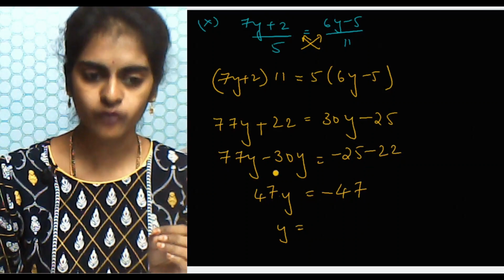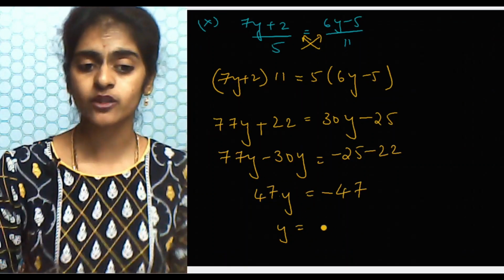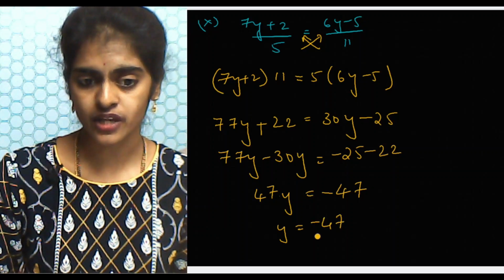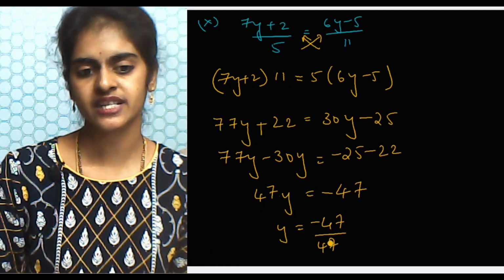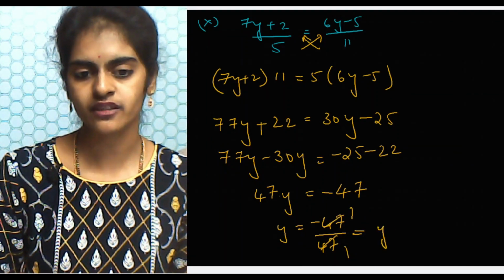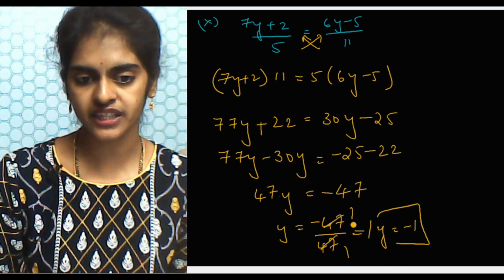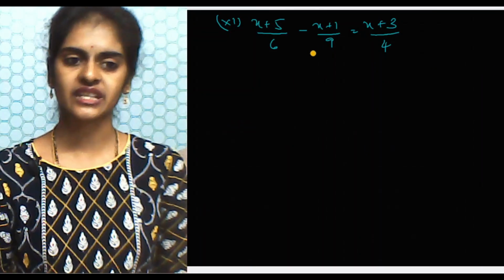Transposing 47 to RHS, here 47 is in multiplication. Transposing it to RHS, it becomes division. So you have minus 47 here divided by 47. This 47 you are sending to RHS. So 47 ones are, 47 ones are. So the y value is nothing but minus 1. Don't forget you have a minus here, so it is minus 1. Okay, let us move on to the next one.